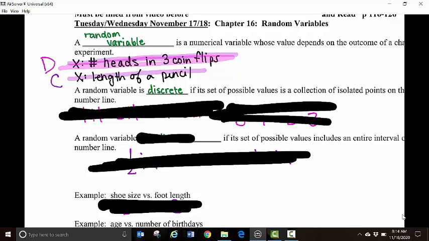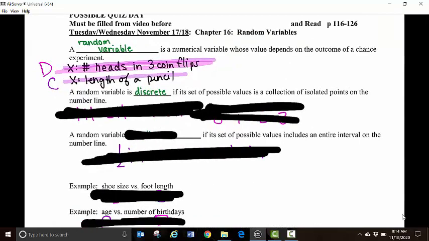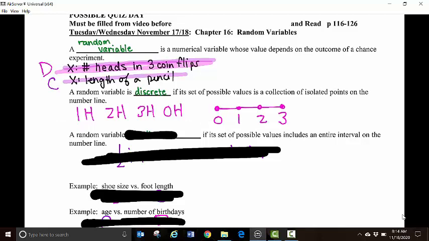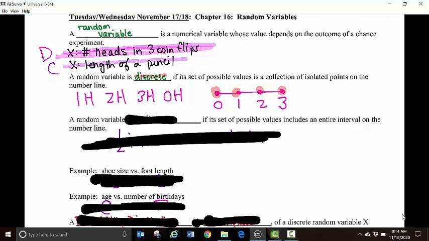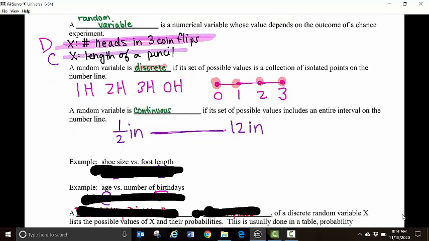A random variable is discrete if its set of possible values is a set of isolated points. So again, we could have 1 head, 2 heads, 3 heads, or 0 heads. Notice that it's just isolated points on the number line, so it's discrete. A random variable is continuous if its set of possible values includes an entire interval on the number line, right? I could grab your pencils and they'd probably be between 1/2 inch and 12 inches long. I guess one of those novelty long pencils, right?